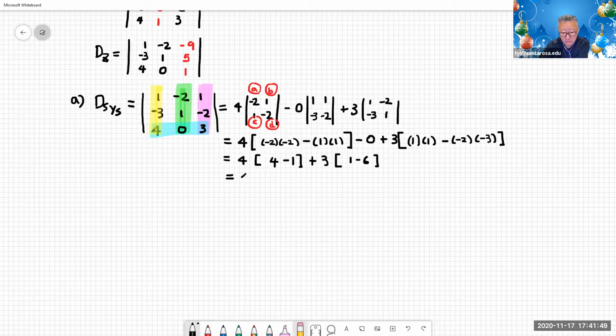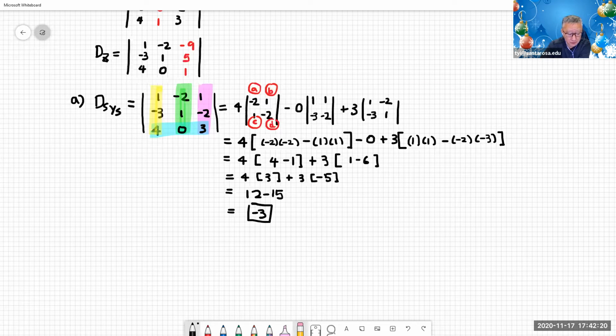So here you got 4 times the 3 plus 3 times minus 5. So I have what? 12 minus 15. Okay, so that should be minus 3. So determinant of the system, I have minus 3. All right, so this becomes the denominator, right?